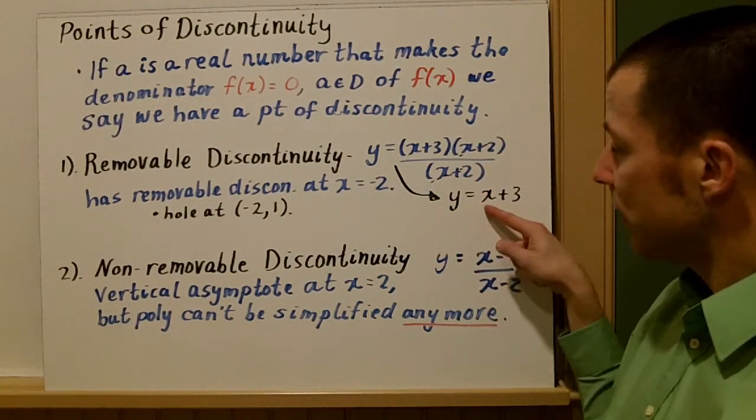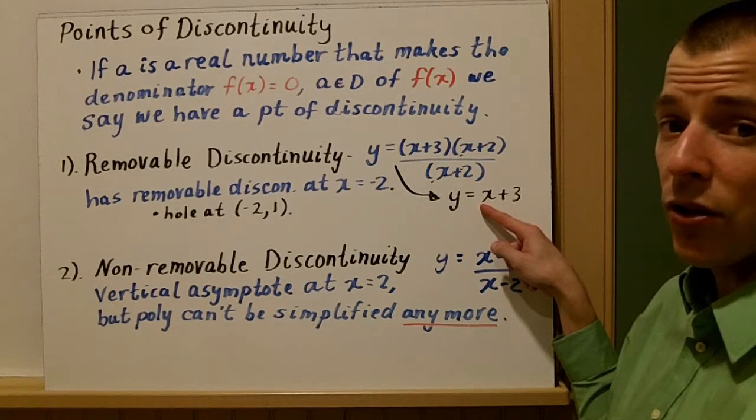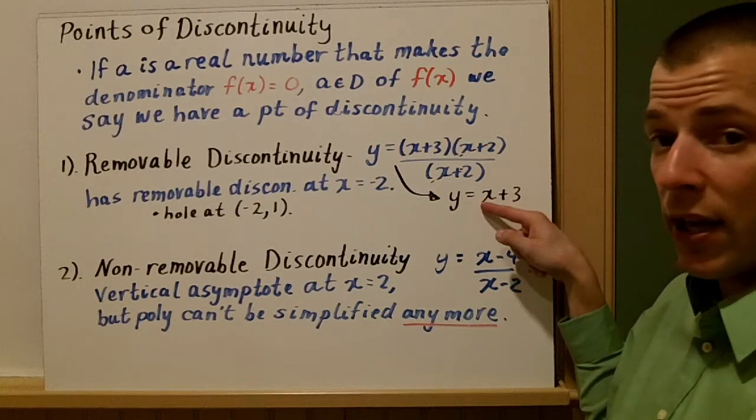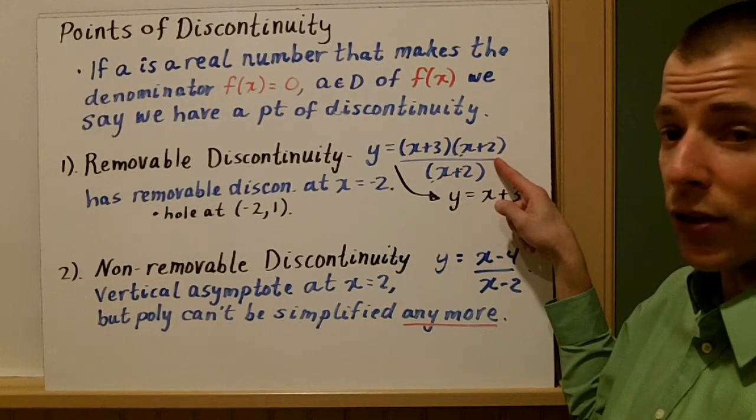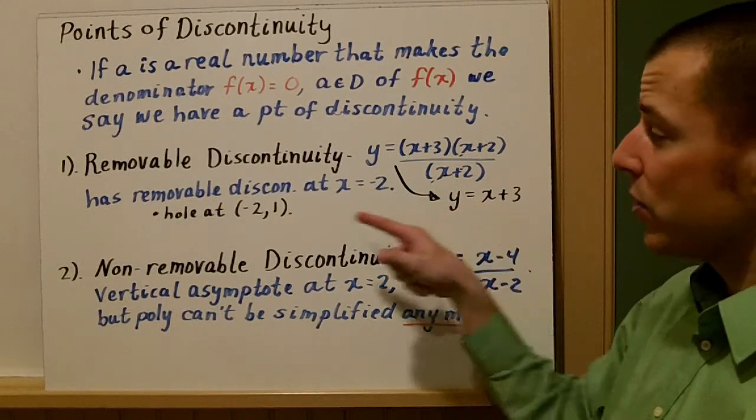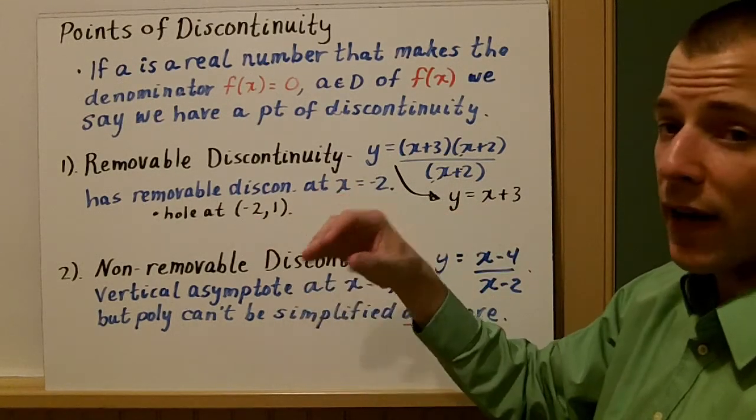Now when you look at this function, -2 is not in the domain. You have to make sure you're aware of that. So this simplified function has to have the same domain as the blue function here. They have to have the same domain. X can't be -2, and there's going to be a hole there. It's going to be undefined there.